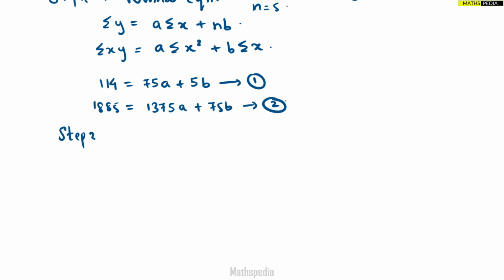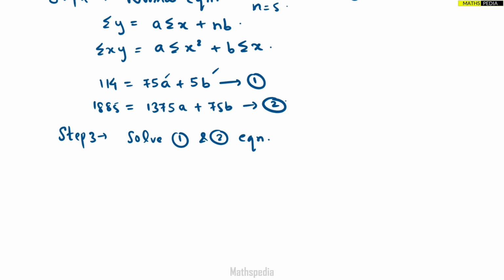Step number 3, where we need to solve these two equations. That means solve equations 1 and 2. This is quite important. So what are the ways to solve? As we already know, it is a linear equation in two variables. Two variables means a and b are the two variables.